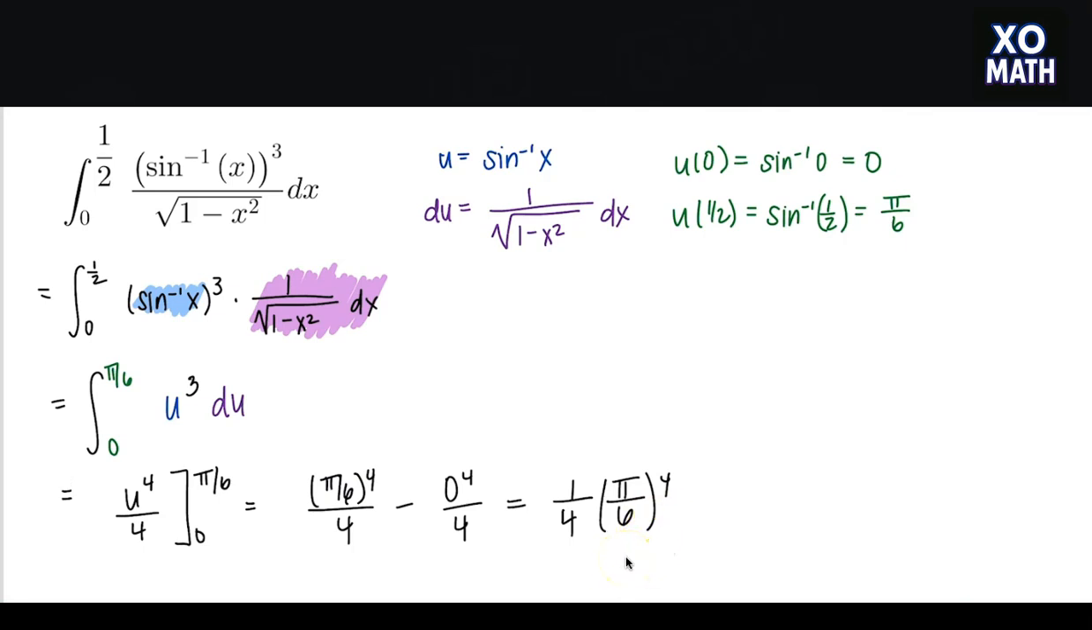Here, this is going to give me a pretty big number. So I'd have a pi to the 4th on the top. 6 to the 4th is 1,296 times that extra 4 on the bottom. It's going to give me a big denominator of 5,184.